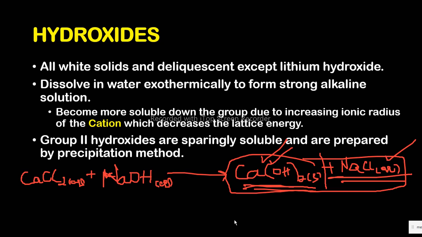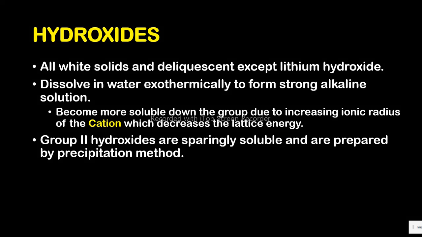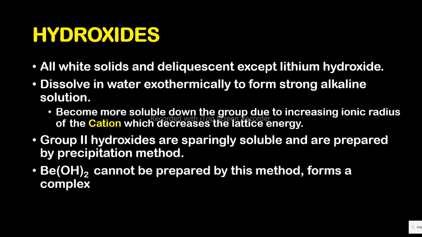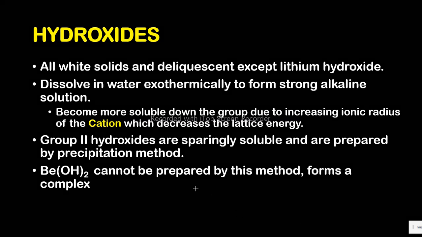Okay? Yes. So that's what we mean by precipitation, where you mix two soluble salts to form one insoluble salt. However, beryllium hydroxide cannot be prepared by this method. Why? It will form a complex. Since beryllium has a high polarizing power, okay? It has a high charge density, so its polarizing power is so high. When you do that, yes, it will form that insoluble hydroxide, okay?